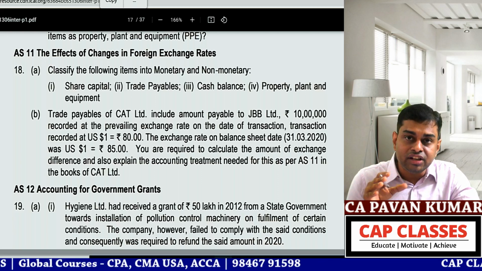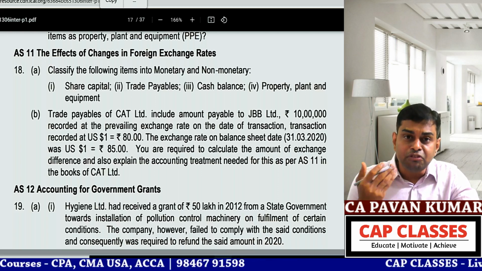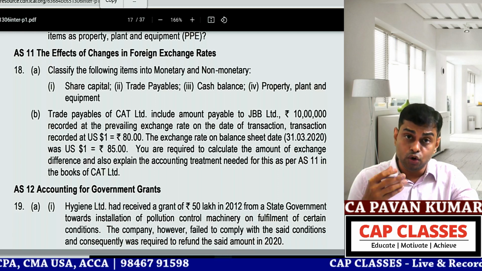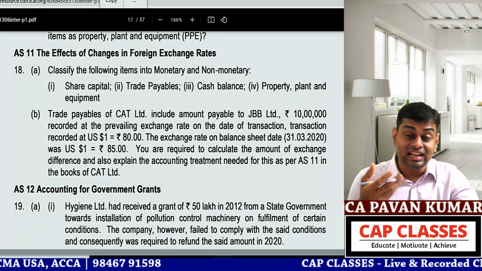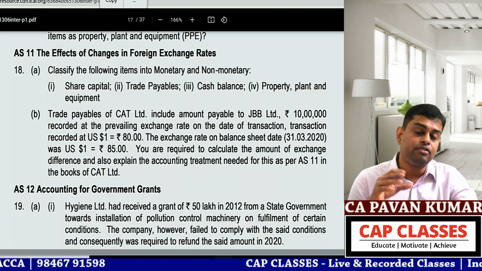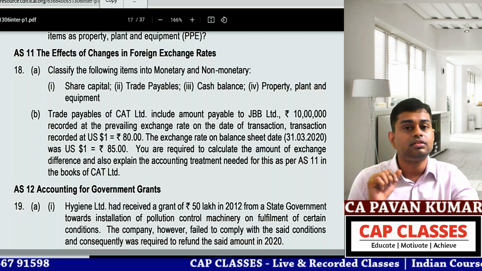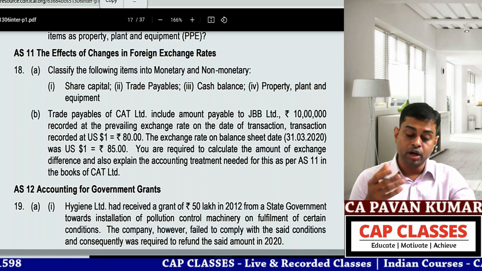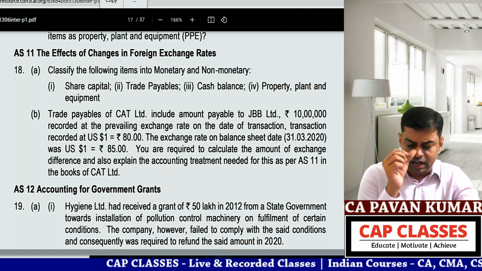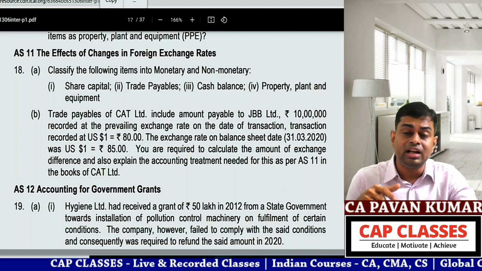If I put money in a fixed deposit, do I know how much the maturity value will be? Yes. If I have issued debentures, do I know how much will be paid to debenture holders? Yes. If I take a loan, do I know how much is to be paid exactly? Yes. If I buy goods from a supplier on credit, do I know how much to pay? Yes, these are monetary items. So share capital, non-monetary. Trade payable, monetary. Cash balance, monetary. By definition itself, cash is a monetary item. Property, plant and equipment, non-monetary.